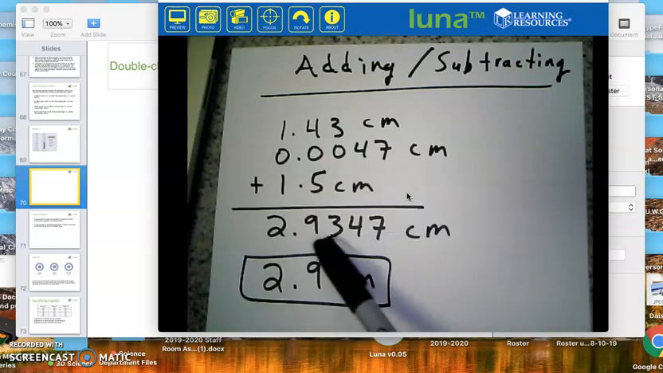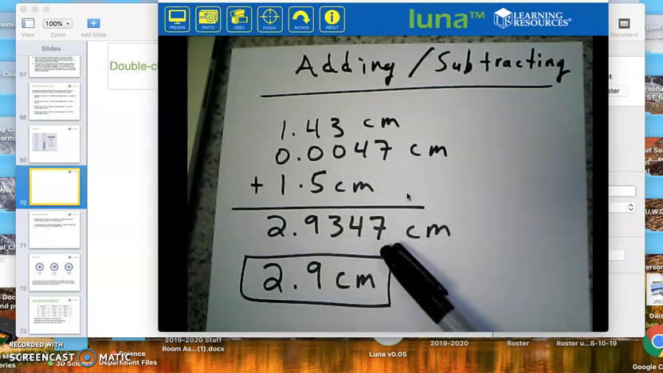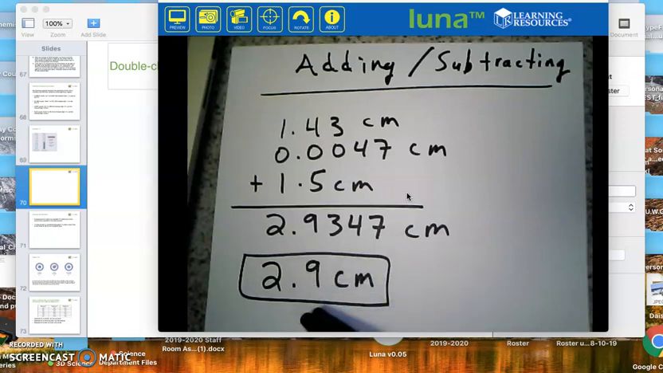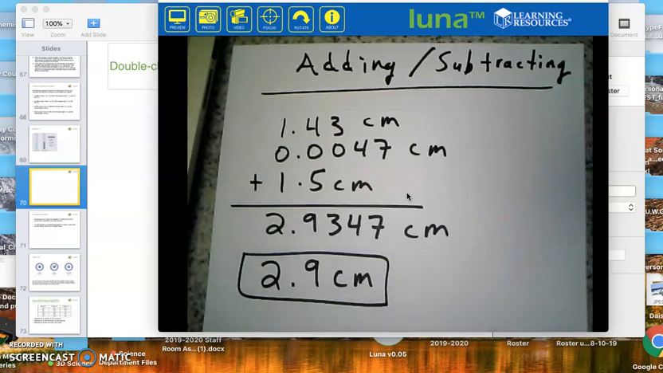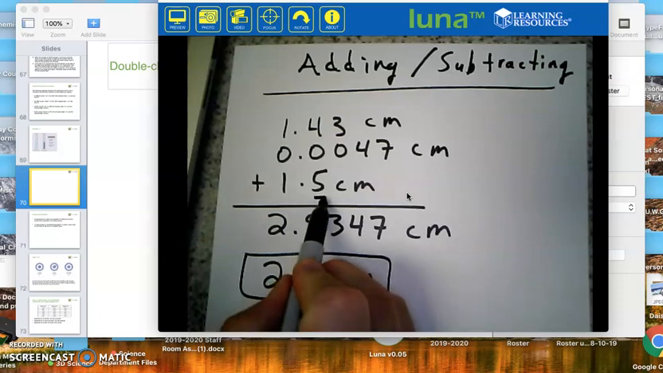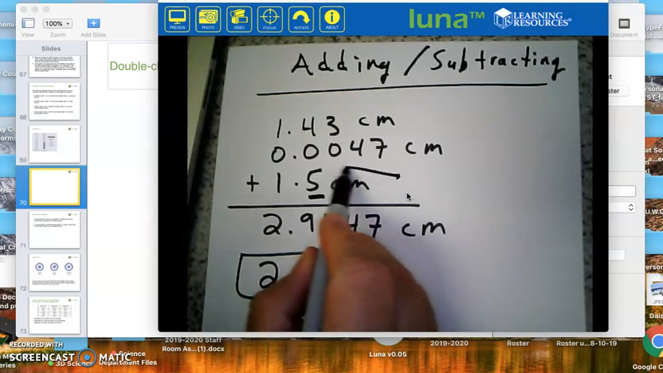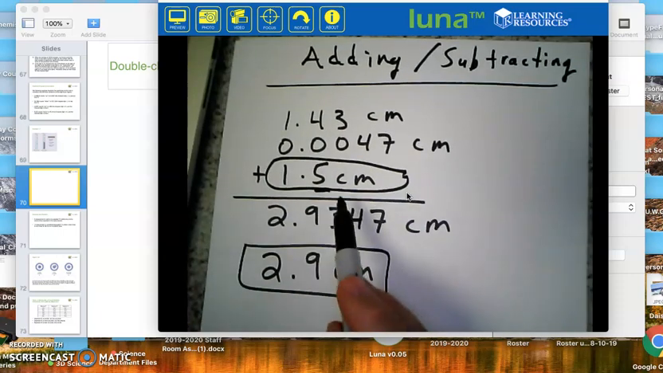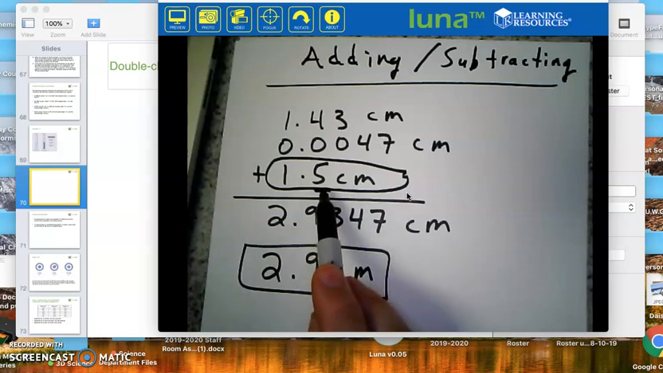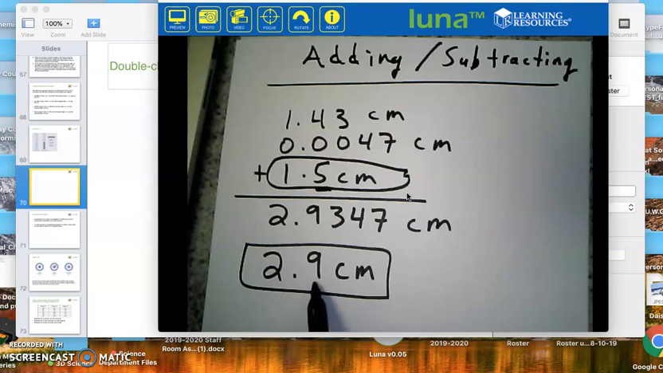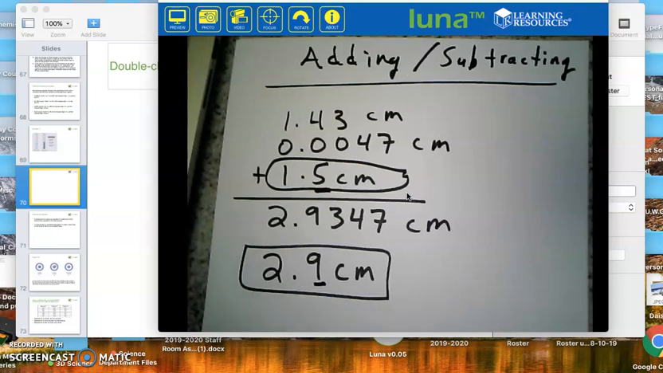So I would not report 2.9347 centimeters as my final answer for this question. My answer should be 2.9 centimeters. I should only have 1 decimal place, and that's because I only have 1 decimal place here. With adding or subtracting, I always use the least number of decimal places. And so since I only have 1 decimal place here, I'm going to report that 1 decimal place for my final answer.